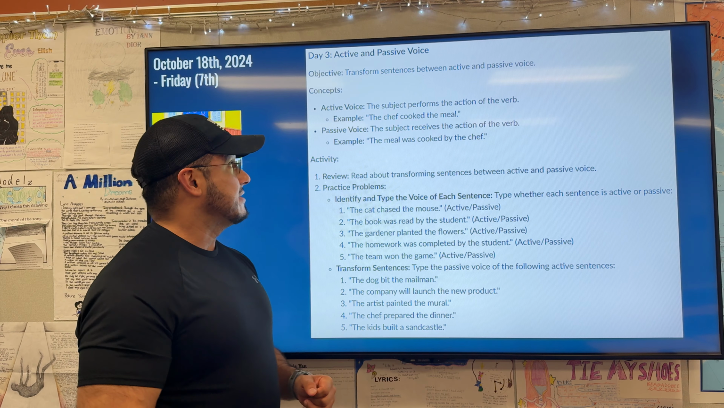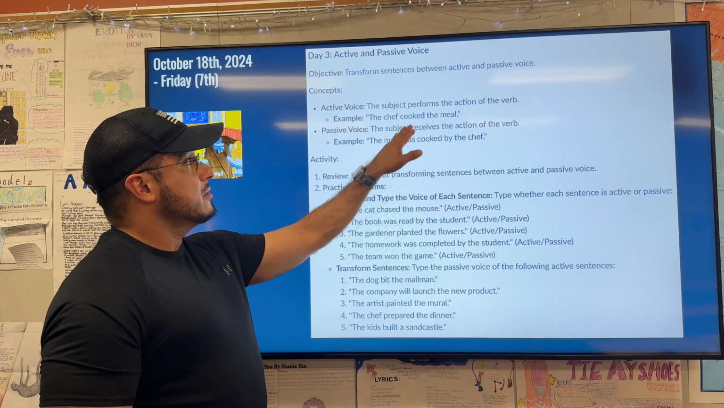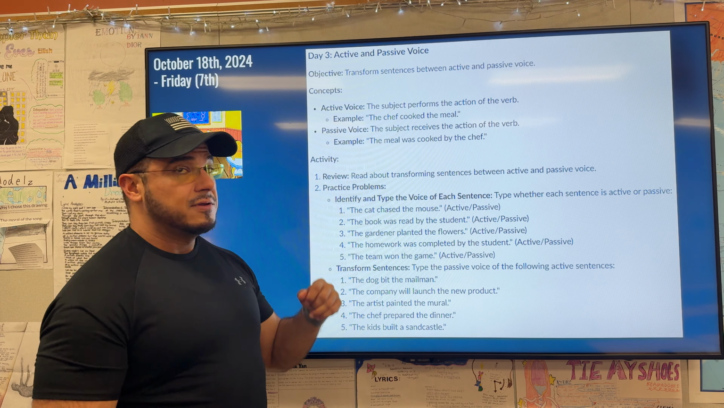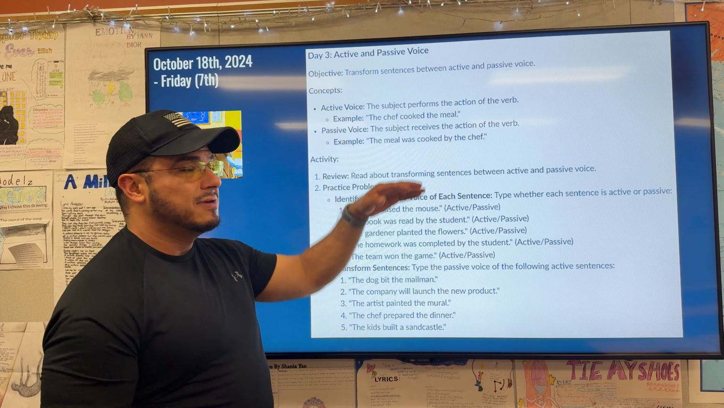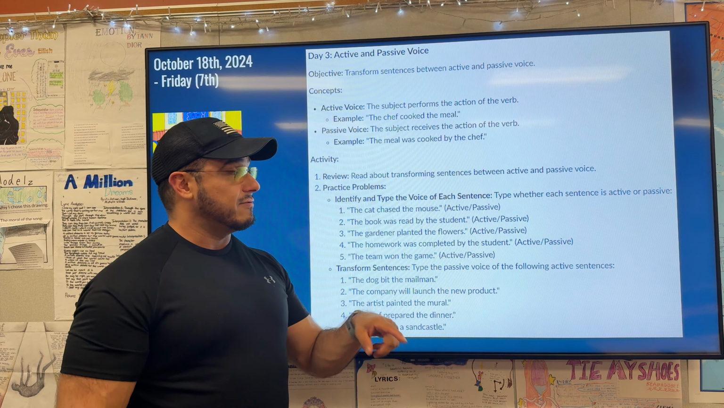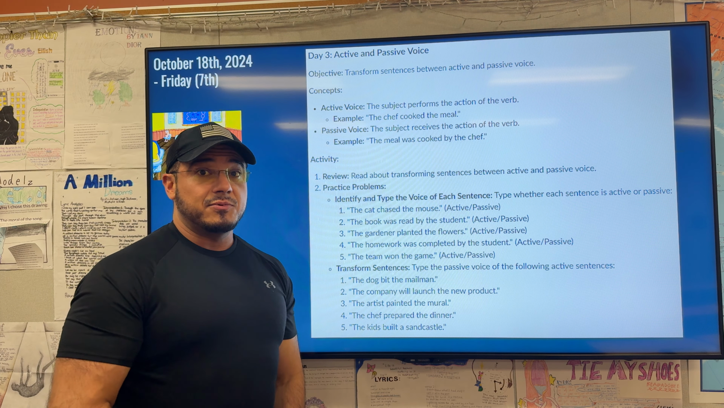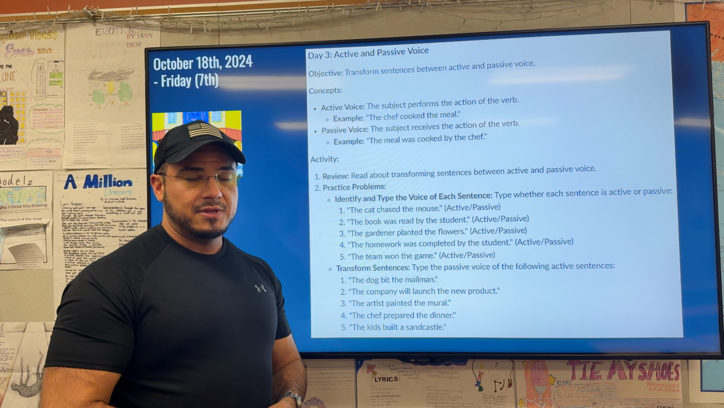The example that I've given here is, the chef cooked the meal. The subject in this sentence would be the chef. What did he do? Well, he cooked. And the object of cooked, that verb, would be the meal. And again, the chef is the one actively participating or engaging in the action.